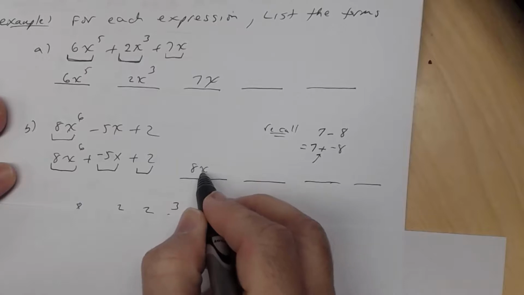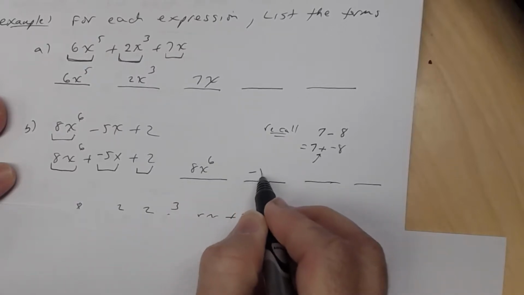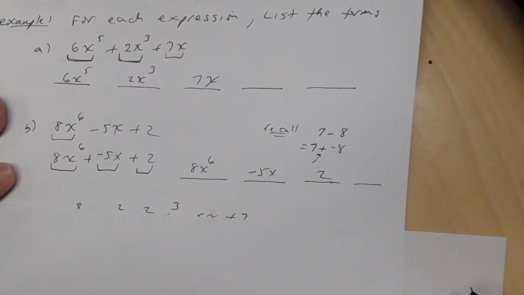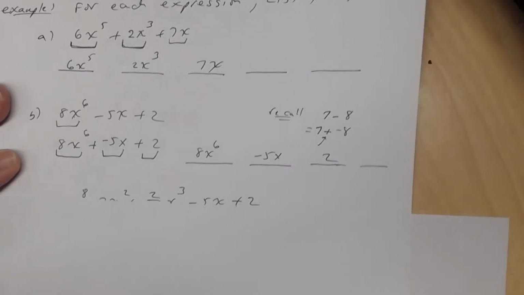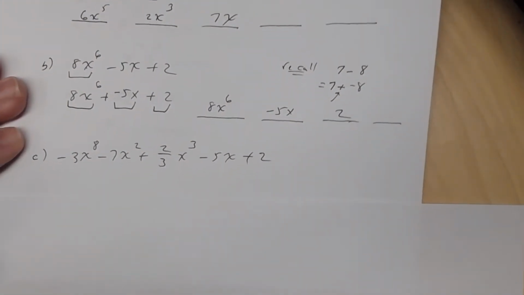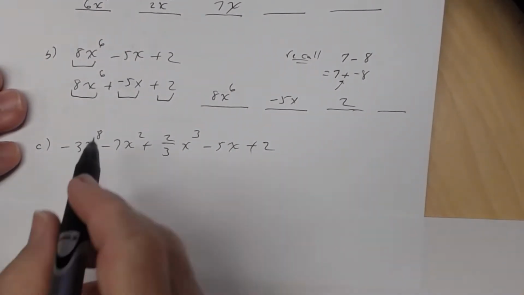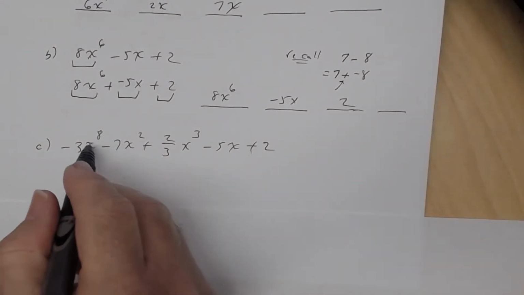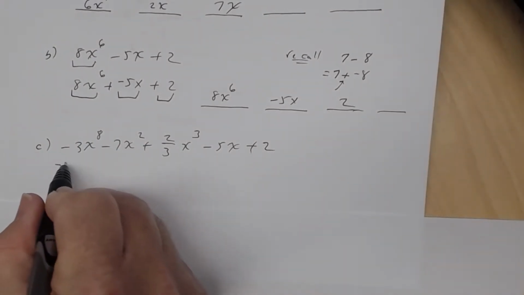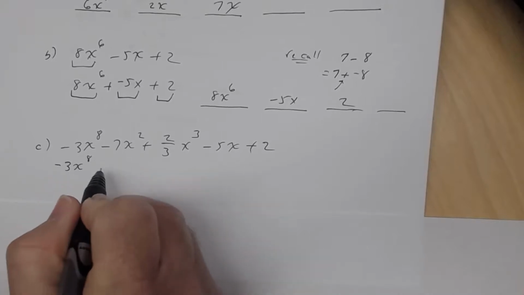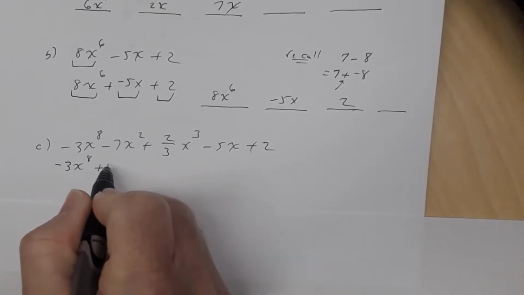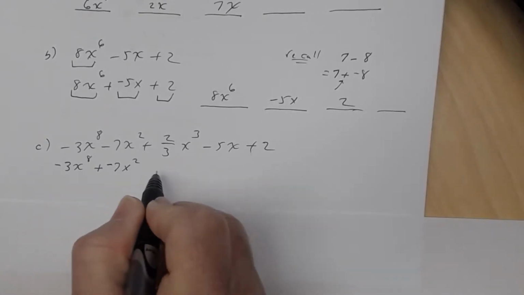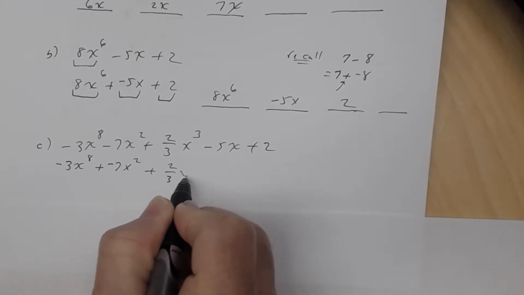So you have 8x to the 6th, negative 5x, and a positive 2. All right, the next one. Same idea in the next one. So if you need to rewrite it, just rewrite it. So this is a negative x to the 8th plus a negative 7x squared plus 2/3 x cubed.